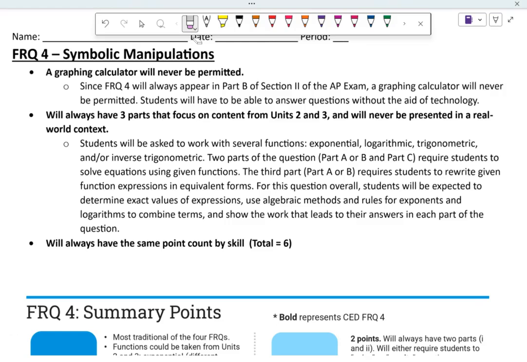When we rewrite given functions, that's going to require us to know our properties, log and exponential, and our trig identities. You will need to know those. For this question, overall, you'll be expected to determine exact values of expressions, use algebraic methods and rules for exponents and logs to combine terms, and show the work that leads to your answers in each part of the question.